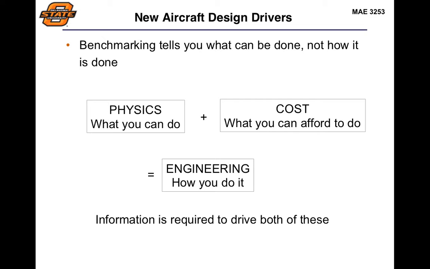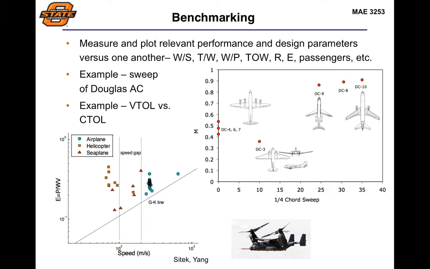On the other side is, well, what can we afford to do? And this is driven by the various types of aircraft that we may look at. If we have a single aircraft that's going to be performing a very critical mission, obviously our cost is going to be very different from something that we're going to be looking at putting in the commercial marketplace. We combine these two things together, what do we get? Well, we get the engineering. So we have to have information on both of these things to really drive the overall design.